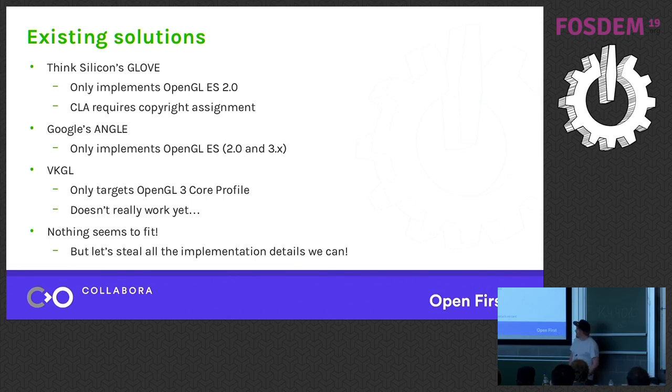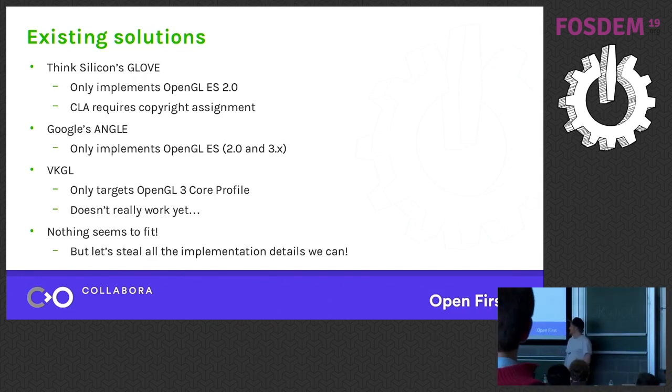Think Silicon has made something called Glove. It only implements OpenGL ES 2.0, and the CLA requires a copyright assignment there, which can be tricky for some companies to work with. Google has Angle. They also implement only OpenGL ES.